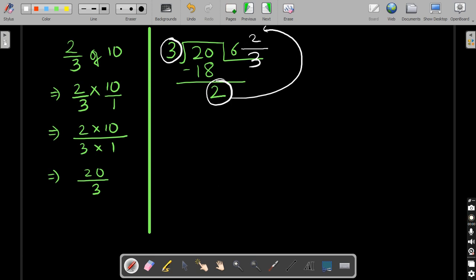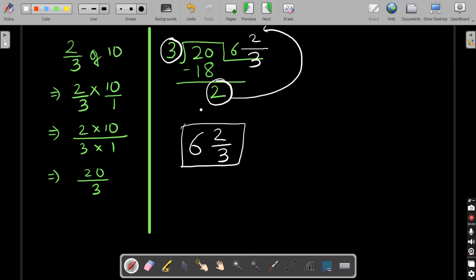Now see here. This 2 I have written down. It should be written on top, and this 3 should be written down. So the answer will be 6 2 by 3. This is the answer. I think you are getting a little bit confused, sir, how you are solving. I am not able to get it.